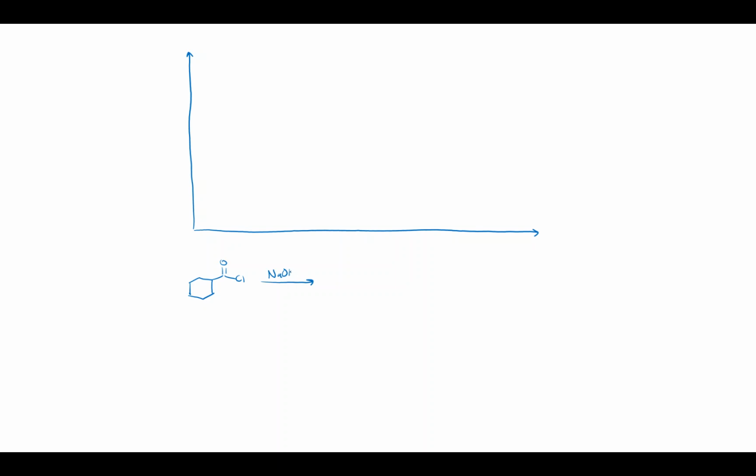If I add NaOH to that, you all remember your organic 2. NaOH is going to add to that carbonyl, push electrons to the oxygen, and we're going to end up with an intermediate that looks like this. And then we're going to lose Cl minus to get ourselves to the carboxylic acid.